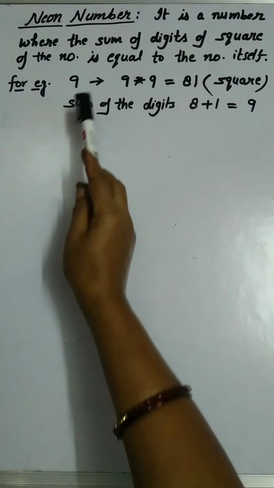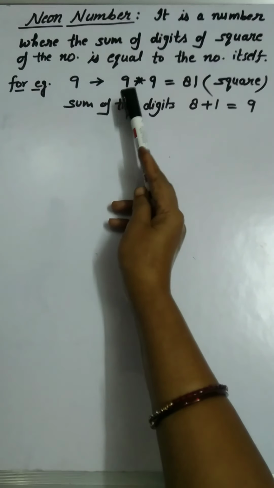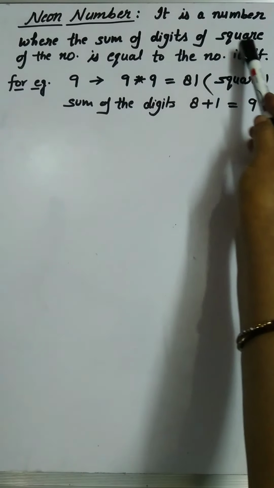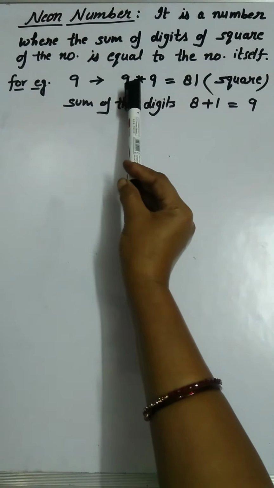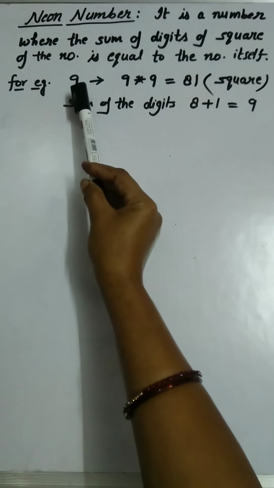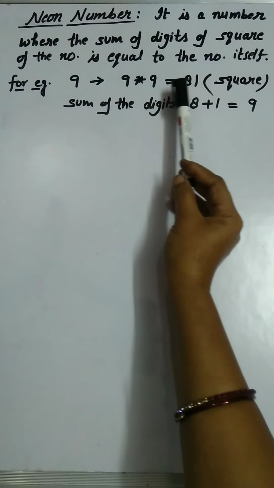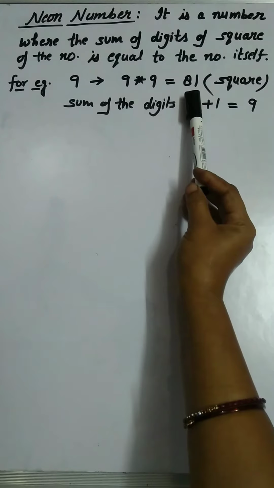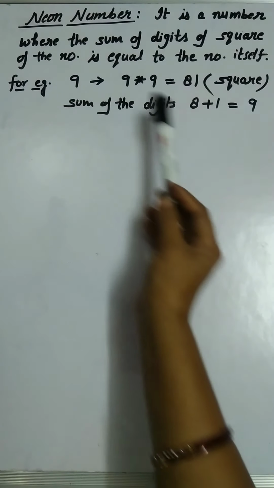Okay, so the number 9. If we enter 9, sum of the digits of square means first of all we find the square of the given number. So 9 into 9 is equal to 81. Okay, 81 is the square of the number.